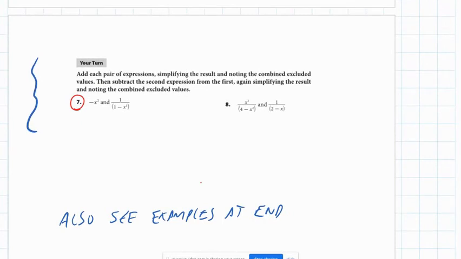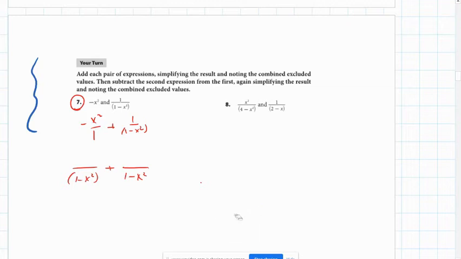Okay, so for number 7, we have negative x squared over 1, and let's see, add each pair of expressions. So when we add those, we get 1 over 1 minus x squared. And so this will become our new denominator. So to make our denominator 1 minus x squared, we have to multiply the top and the bottom of this by 1 minus x squared.